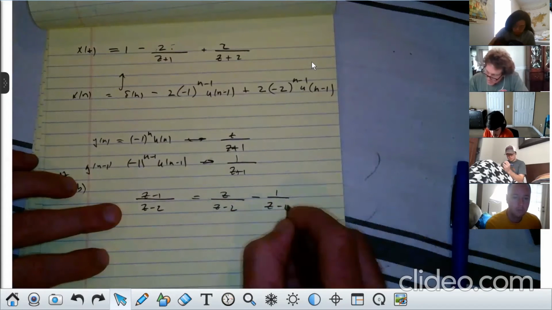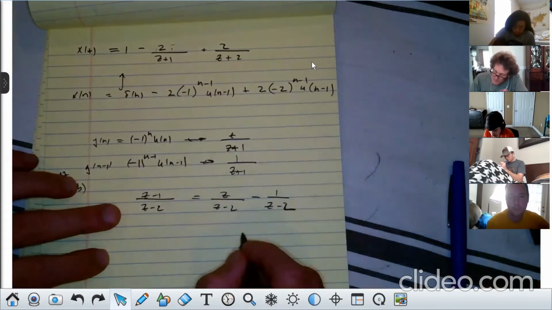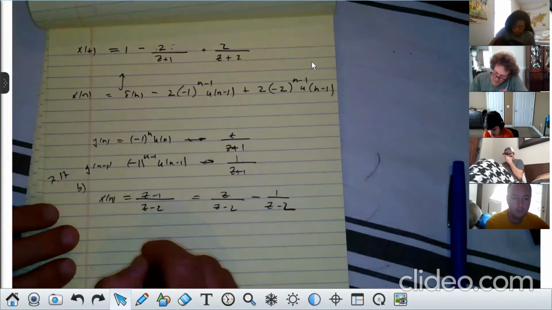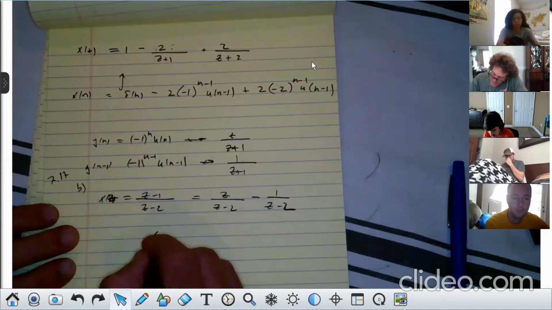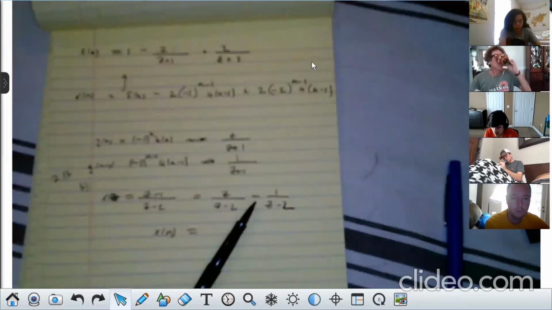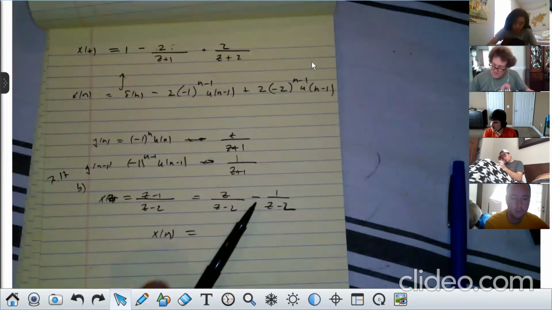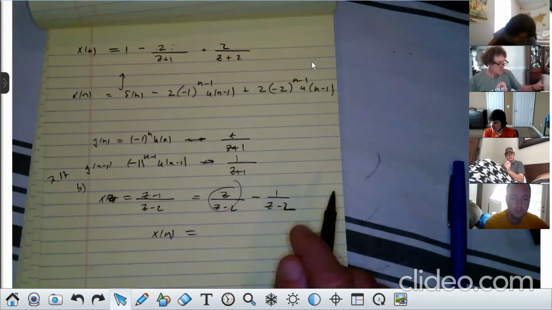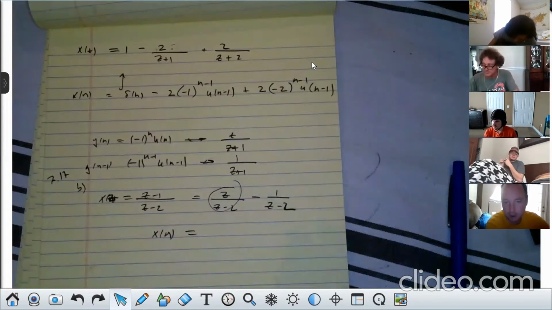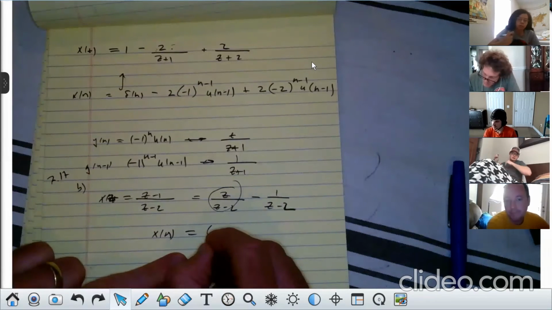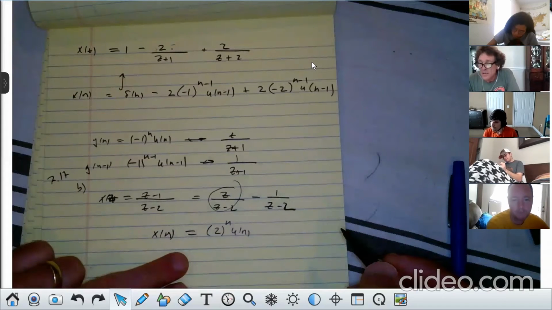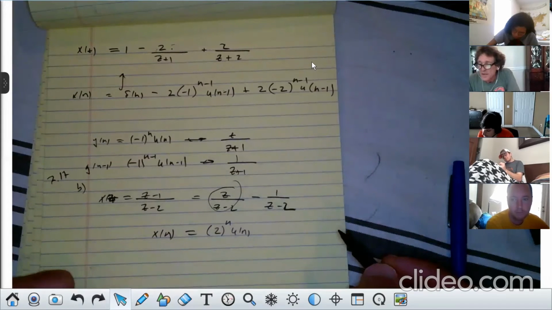Let's try this approach. I want to find, if this is X of n, I want to get X of z, pardon me, X of z. How do I get X of n? Anyone? Tell me about this one. How does this go back? That's your z over z minus a transform. It would be just 2 to the n u of n. Do you agree with me there? Yeah. Take a look. Guys, are you getting this or not?